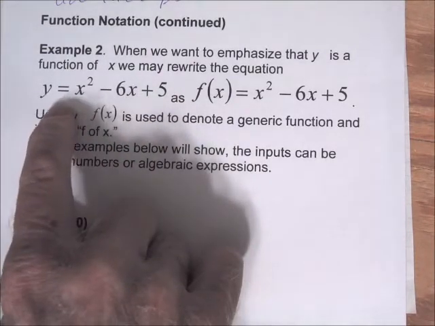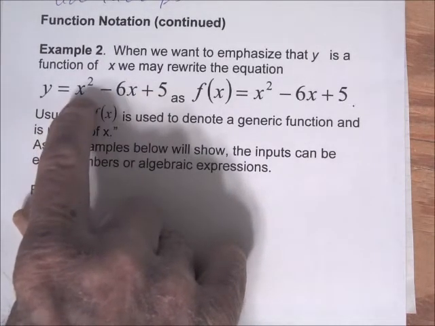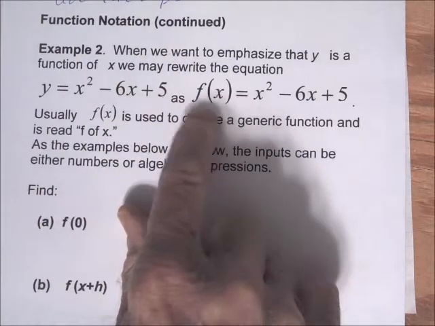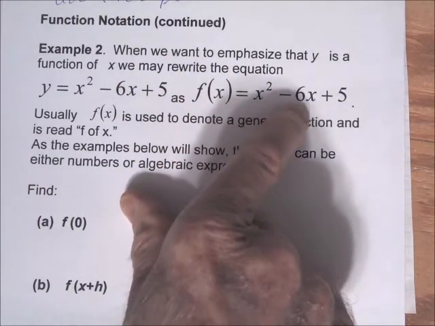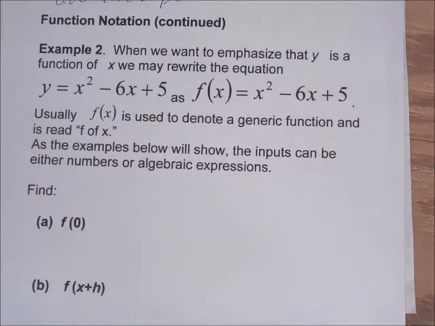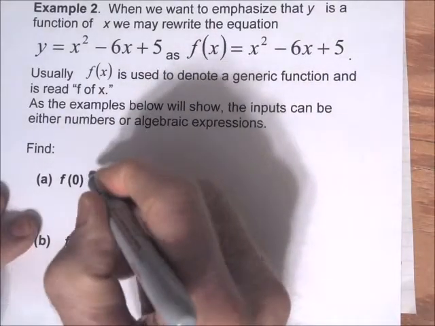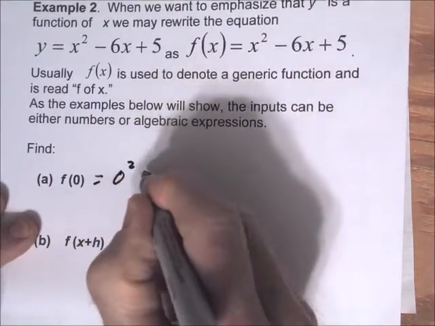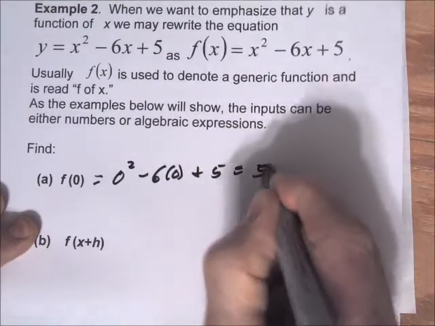So here's an equation: y equals x squared minus 6x plus 5. Y is here as a function of x. In order to emphasize that, we write f of x equals x squared minus 6x plus 5. The letter f is often used to indicate a generic function, and again we read this f of x. So f of 0, replace x by 0, is going to be 0 squared minus 6 times 0 plus 5, and that's equal to 5.